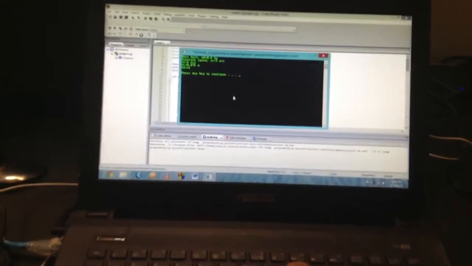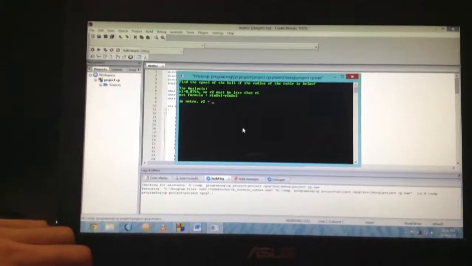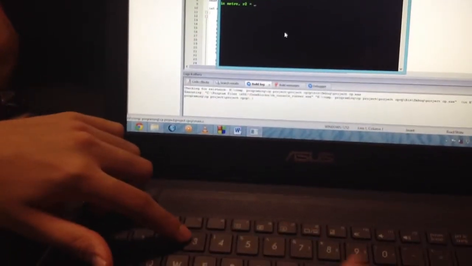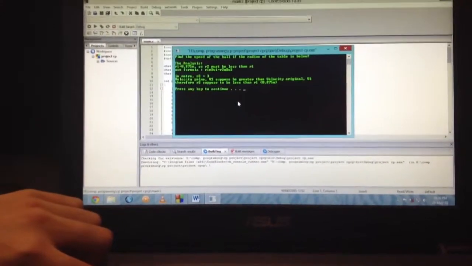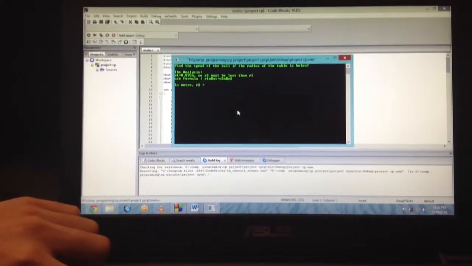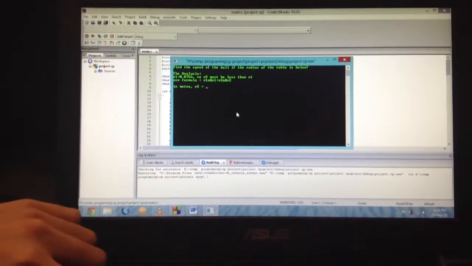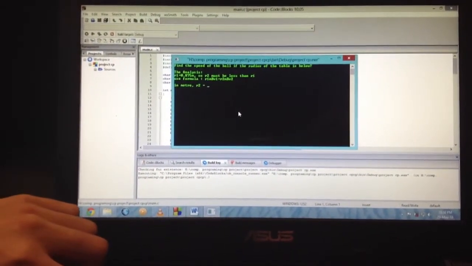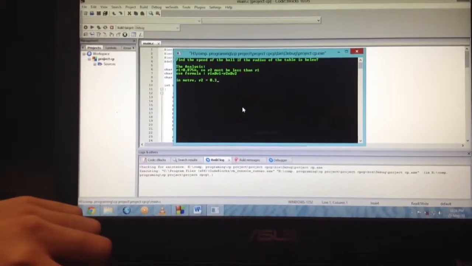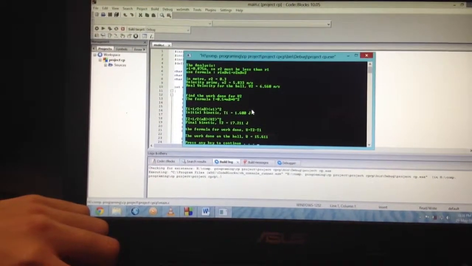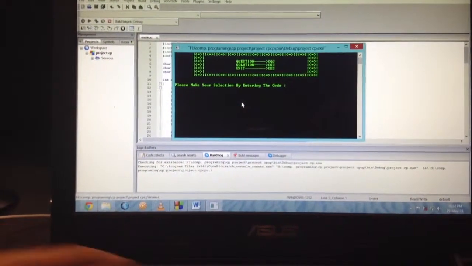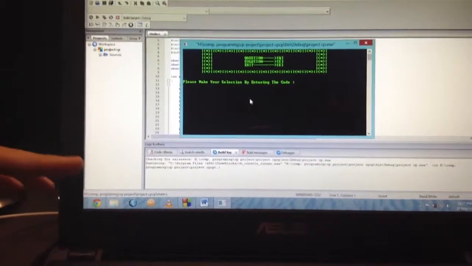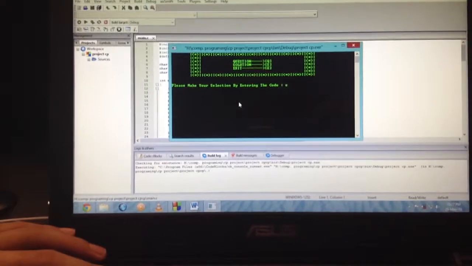Continue, and we enter the R2. When we enter an R2 that is greater than R1, it will become like this. So we need to put another R2, which is less than R1. So we assume that R2 equal to 0.3. Then we will get the answer of the work done on the ball. Then it will return to the main menu after that, and we can press E to exit.